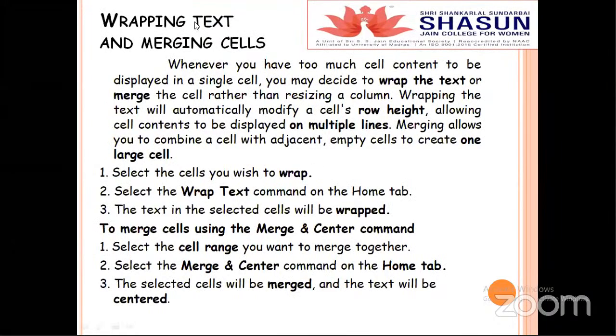Wrapping text and merging text. Whenever you have too much content in a single cell, the next cell also gets occupied by the first text. That is, if you type something in a single cell and the text is large, the next cell will also be occupied. In that situation, you may decide to wrap the text or merge the cells rather than resizing the column or row size.